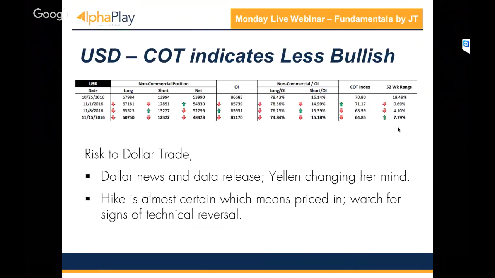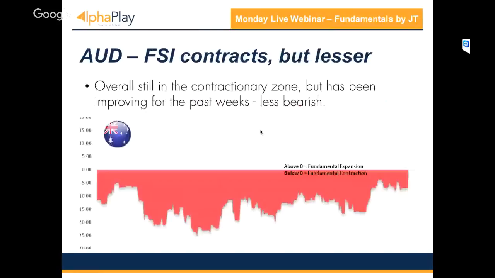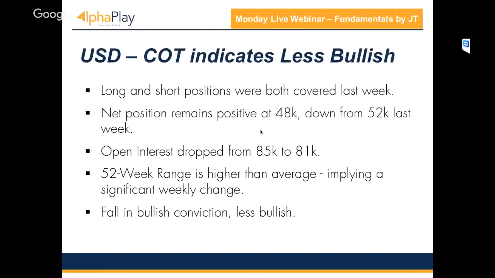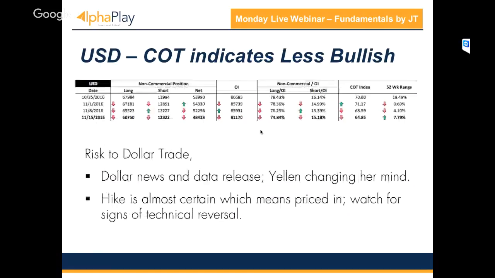So this tells us that right now the change within the market itself, combining the OI and the net positive position, is almost coming to an end. Hence our conclusion that there is a fall in bullish conviction. It is now less bullish. This forms our directional bias for the next few weeks, meaning to say that if there is a good US dollar short, we might want to take it.